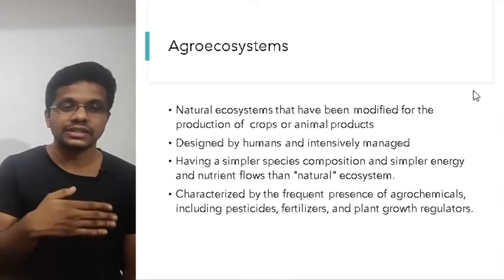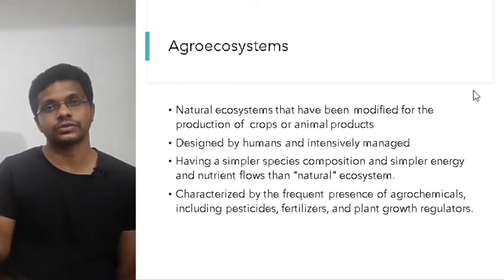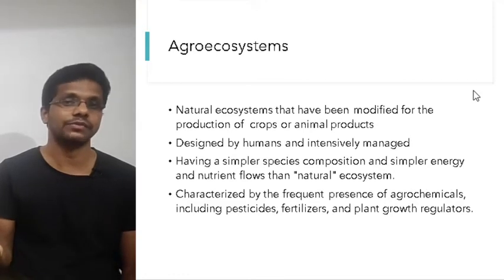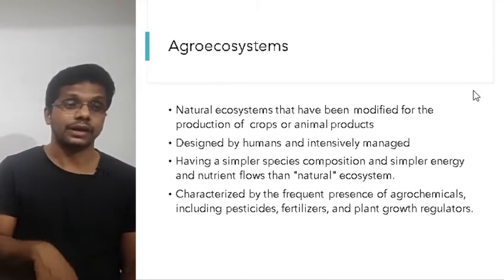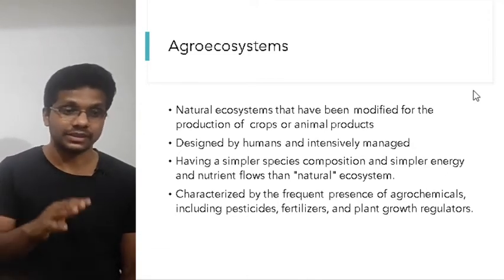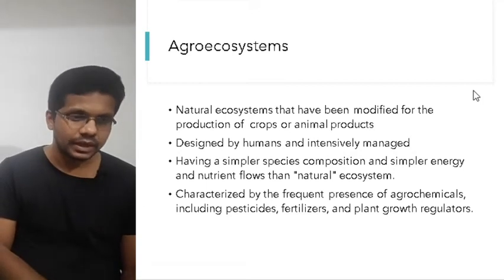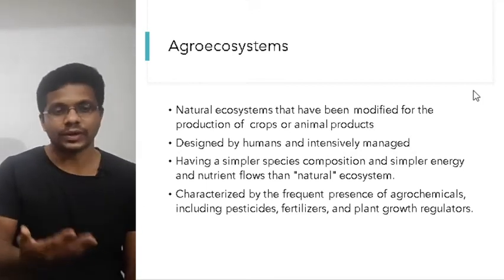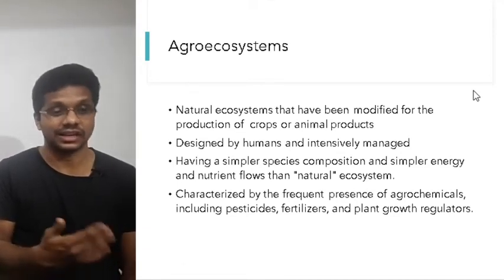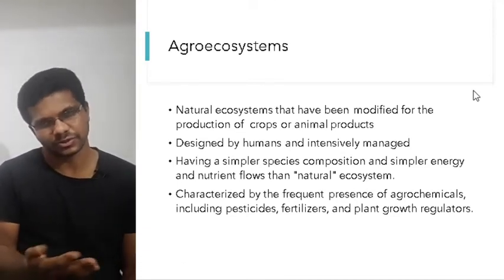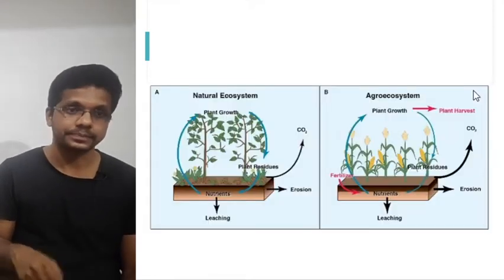And then we have the simpler energy and nutrient flow. In the natural ecosystem, we have a very complex nutrient flow because there are different types of organisms involved. But in the case of the agro-ecosystem, the nutrient flow is much simpler than the natural ecosystem. The agricultural ecosystem is also characterized by frequent use of agrochemicals such as pesticides, fertilizers, or plant growth regulators. So it's a totally different ecosystem we are having in the agricultural field.